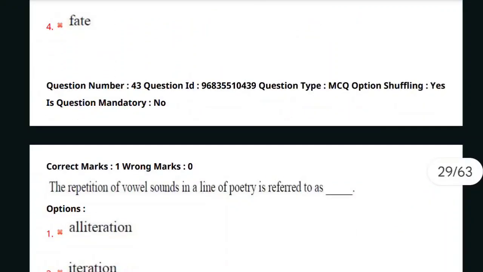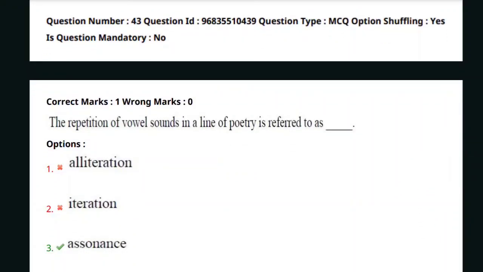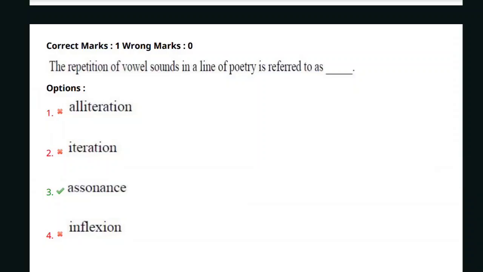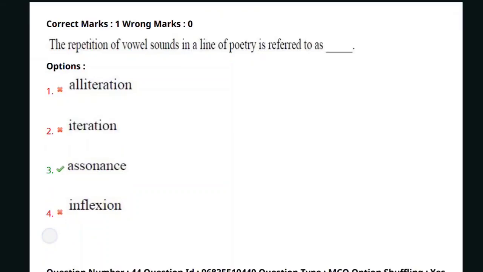Let's move towards the 43rd question. The repetition of vowel sounds in a line of poetry is referred to as... We have options like alliteration, iteration, assonance, and inflection. And the correct answer here is assonance. Assonance is the repetition of vowel sounds in a line of poetry.